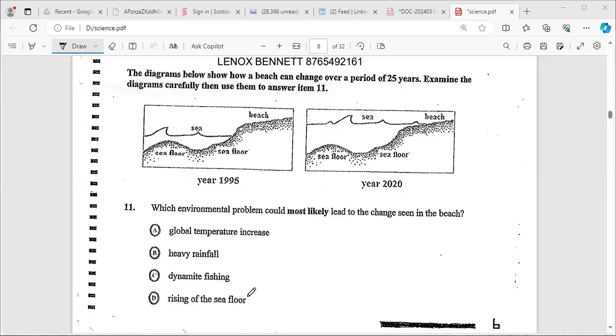Let's look at it, guys. I would say it's A, the global temperature increase. So when the time is warm, the seawater will expand. So it will have a rise in the sea level. So that would be A. Let's go down to the others, guys.